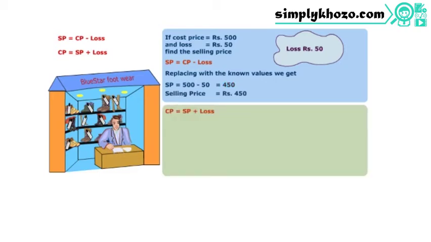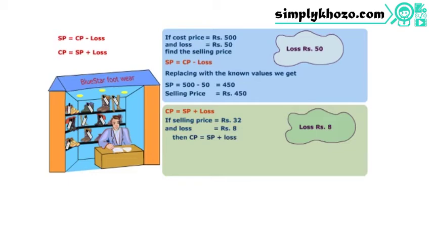CP is equal to SP plus loss. If selling price is rupees 32 and loss is equal to rupees 8, then CP is equal to SP plus loss. CP is equal to 32 plus 8, that is equal to 40. Therefore, cost price is equal to 40. As you can see, we can find out the third number if any two are known. You can also calculate the cost price if the selling price and loss are known.